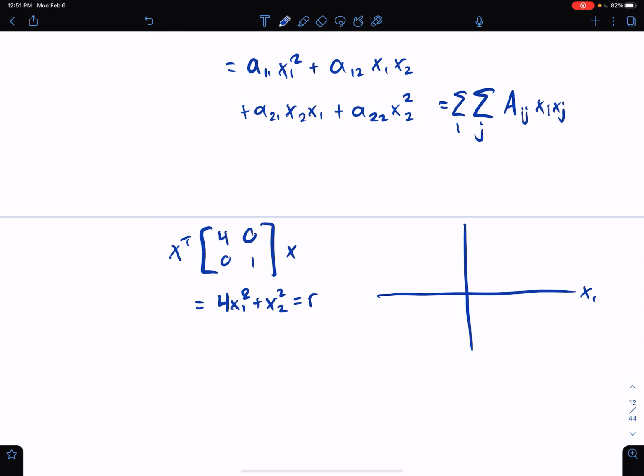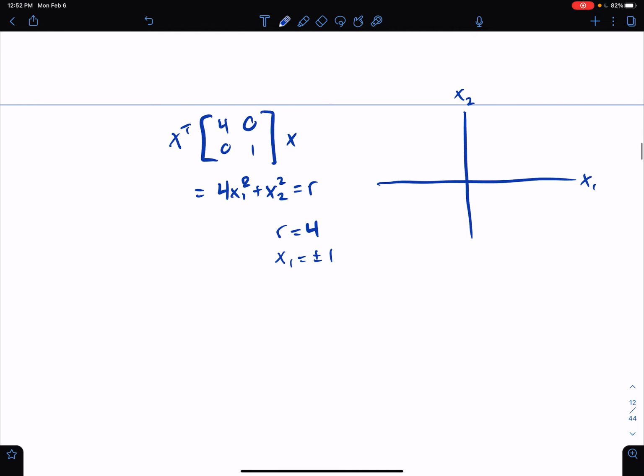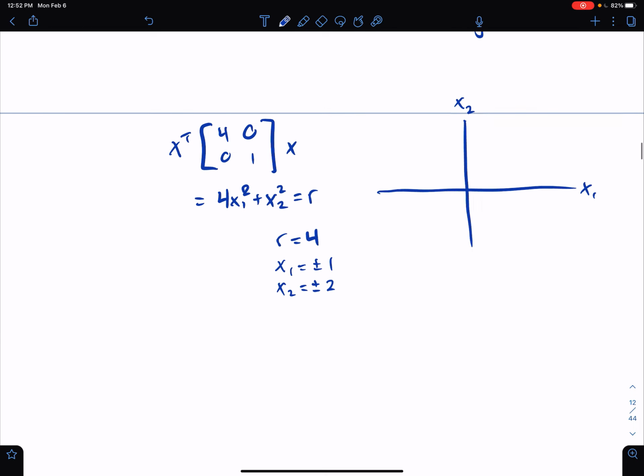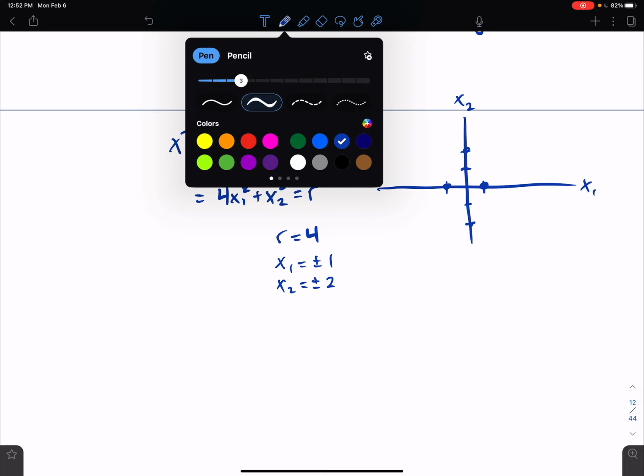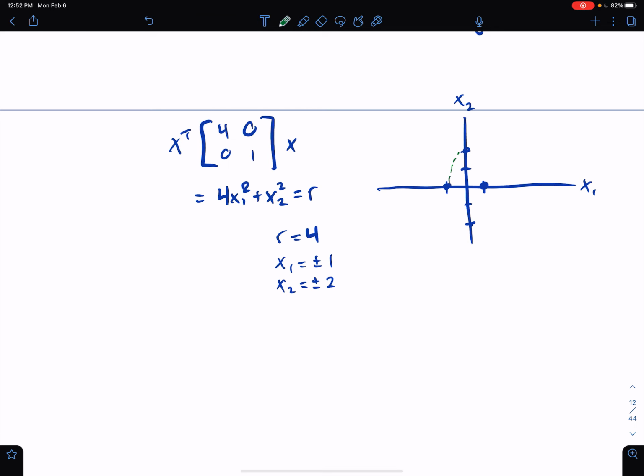Let's put x1 here and x2 here. And let's consider, let's say r equals 4, because that's a nice value. So if r equals 4, then we have x1 equals plus or minus 1, and x2 equals plus or minus 2. And what that corresponds to is x1s are going to be plus or minus 1, x2s are equal to plus or minus 2.